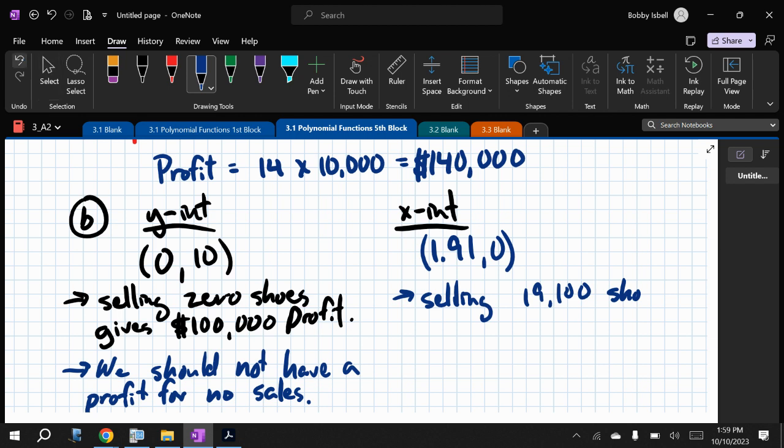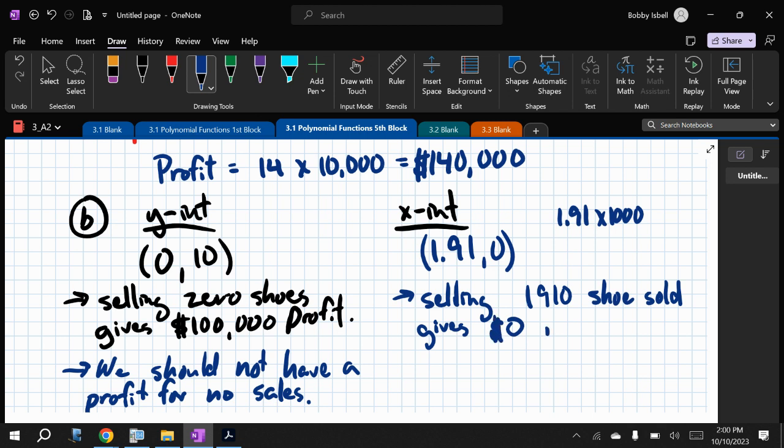No, back up. Multiply by 1,000, not 10,000. Sorry, because that's the X value. The Y values were 10,000. So 1.91 times 1,000 is 1,910 shoes sold, which gives $0 in profit.